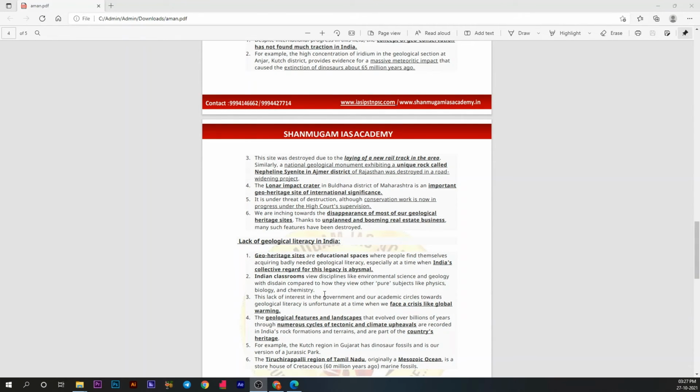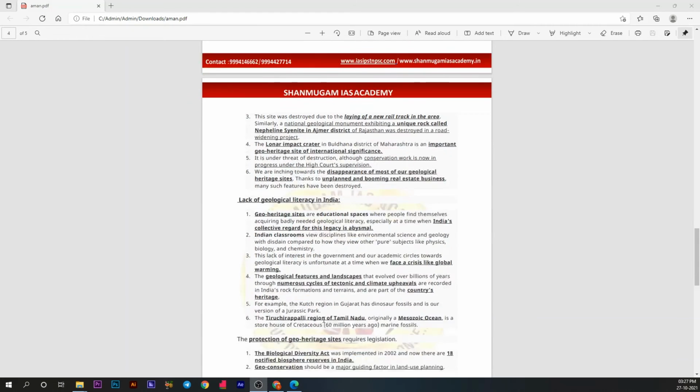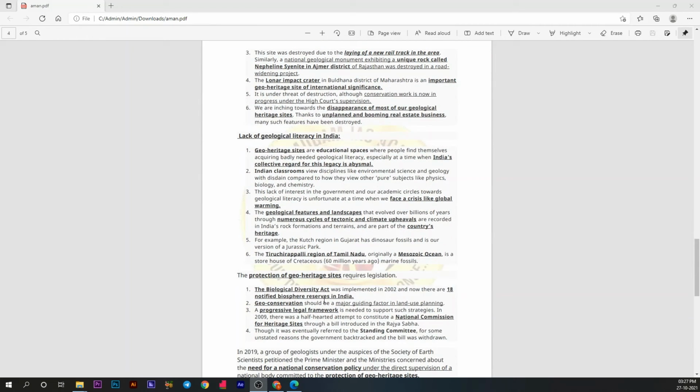If there are no such activities, we will face a crisis like global warming, which we are already going through, and we will have much higher impacts in the coming days. Numerous cycles of tectonic and climatic upheavals are recorded in India in the rock formations and terrain. If you study climatic and physical weathering, chemical weathering and geomorphology, you can know that rock formations and terrains are part of the country's heritage. And as I have told you already, the Kutch region in Gujarat has dinosaur fossils and is our version of a Jurassic Park.